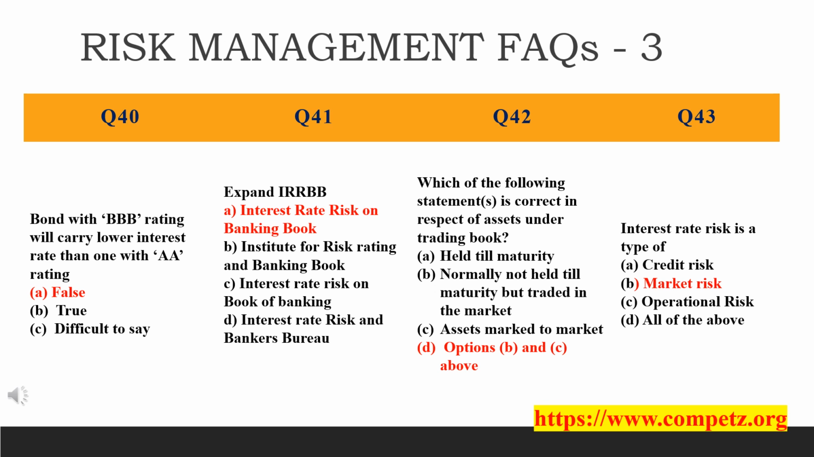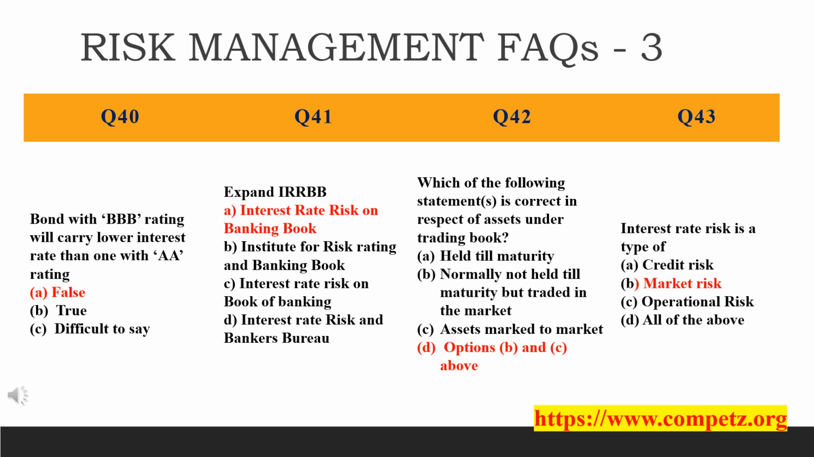Is it true? No, it's false. Compared with an AA rating, it's false. See why? Because what does BB indicate? A BB rated borrower is more likely to default than the AA rated borrower, right? As the default risk is higher, the credit risk for the bank investing in a BB rating, you can say a BBB rated bond, is also higher.